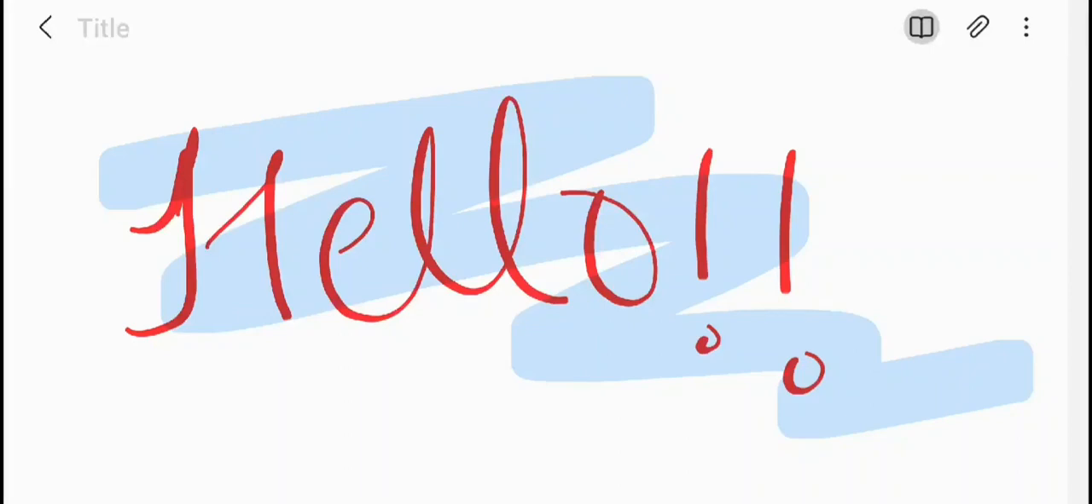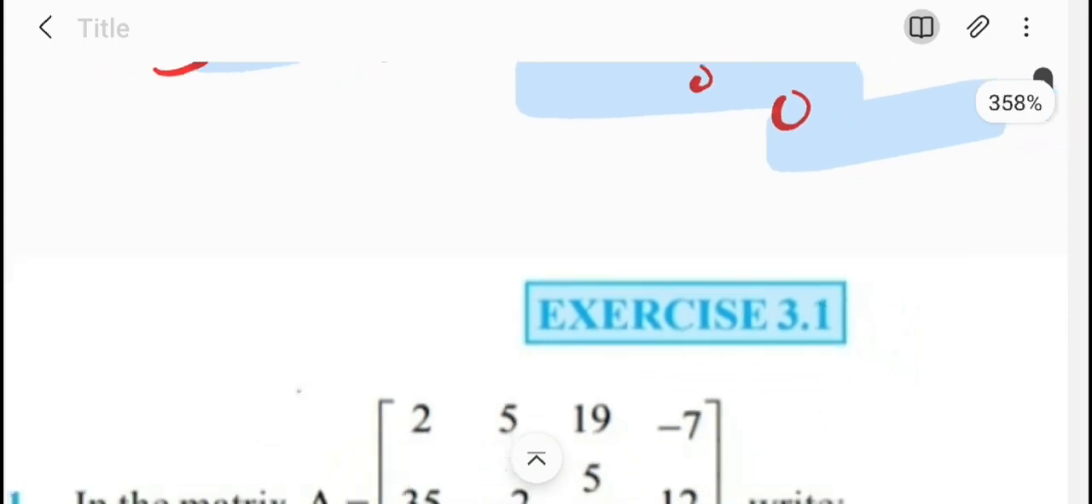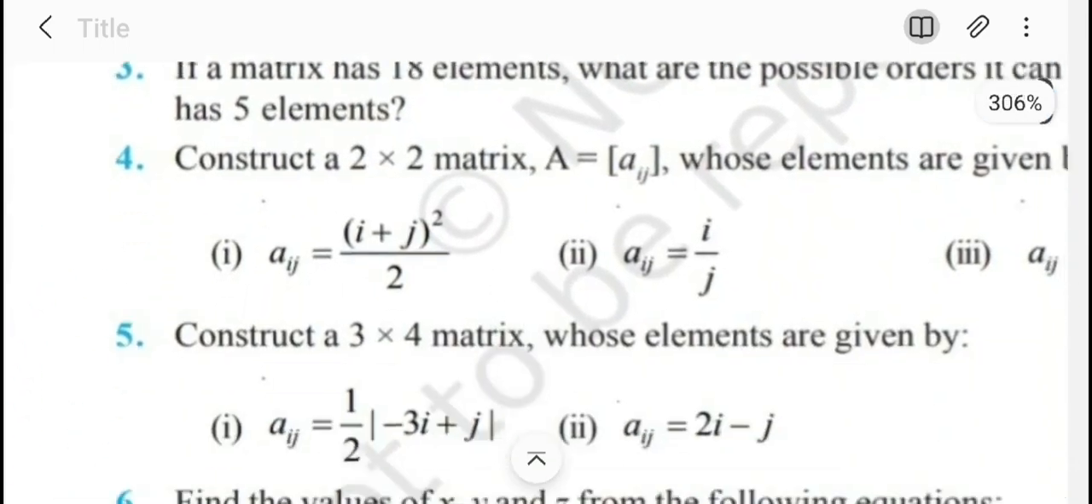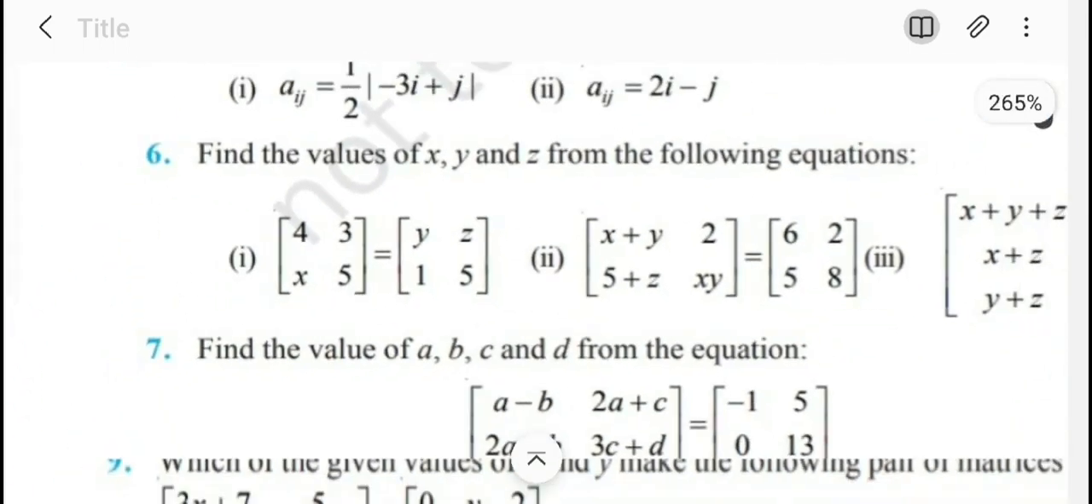In the last lecture, we were discussing questions of exercise 3.1, but due to some technical error, we were unable to complete the whole exercise. So today let's begin the discussion from question number 6 onwards. Yes, so here is question number 6.